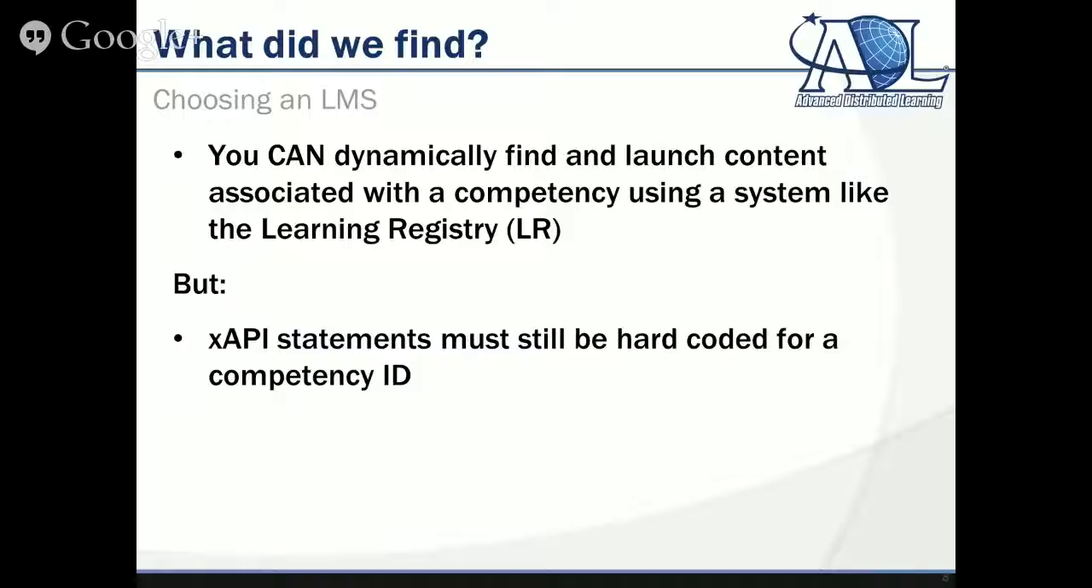But we have another caveat in this section. Just like in the first phase of this demonstration, those YouTube videos, when they track Experience API statements, they still have the competency ID as part of the statement. So you still have to know that ahead of time. So even though we found the content dynamically, we're still relying on the content to know about the competency it's associated with. So that's still something that's going to cause this not to be scalable.